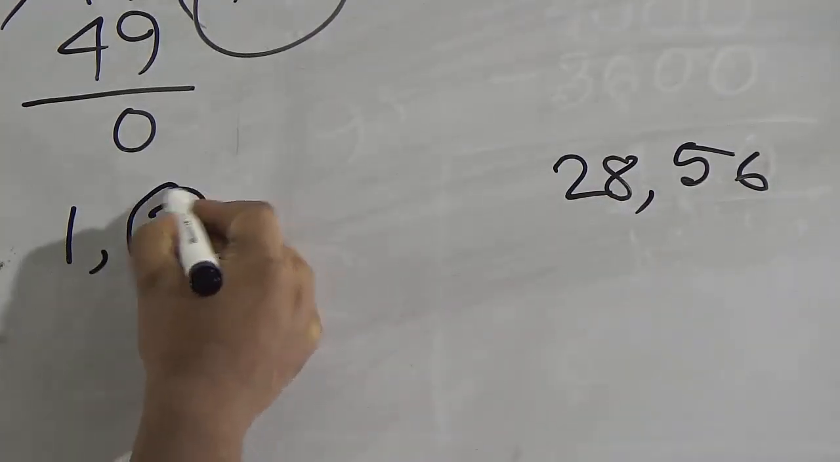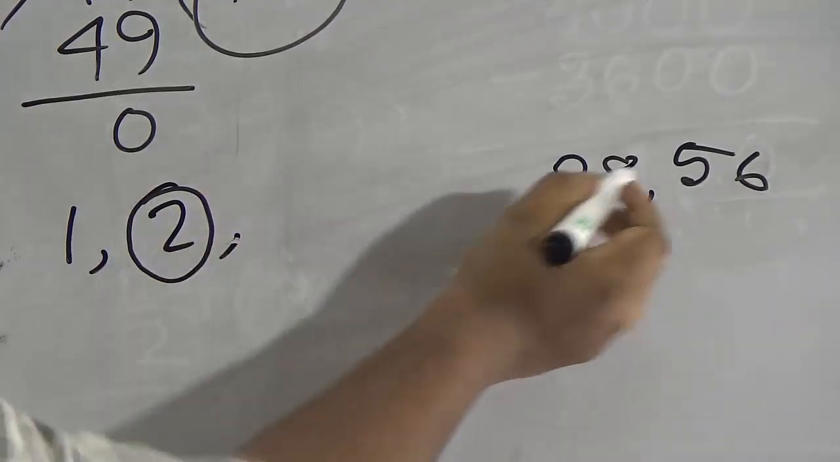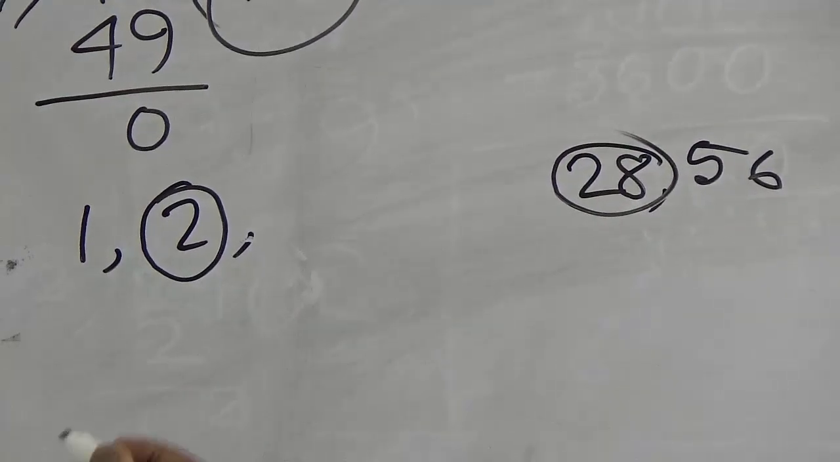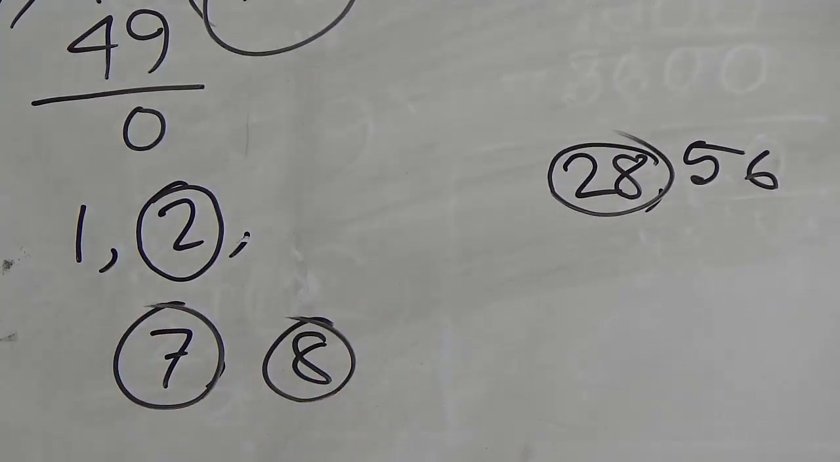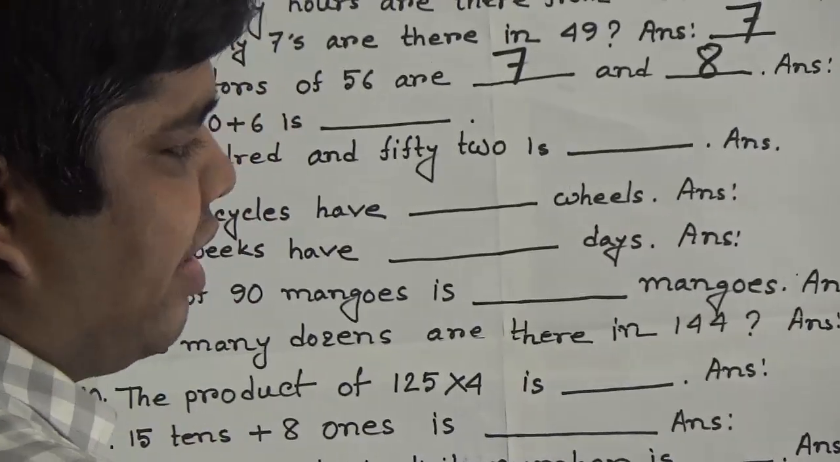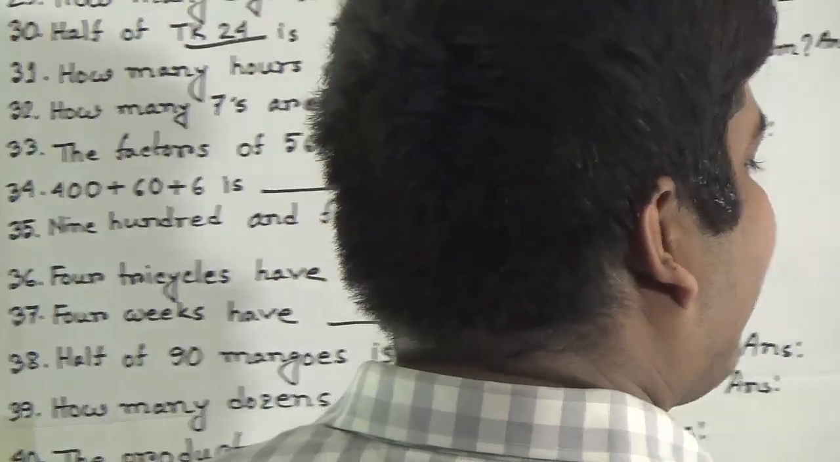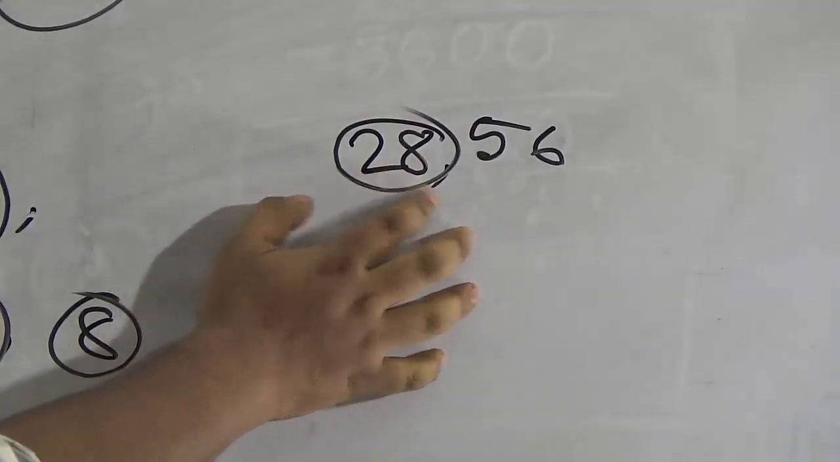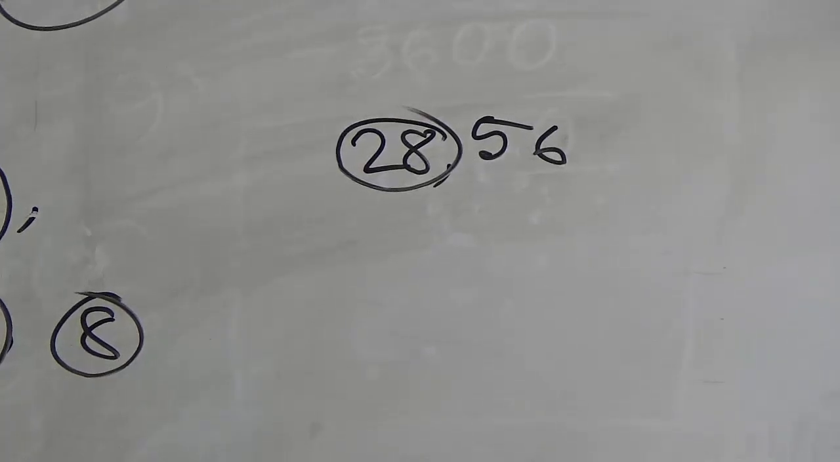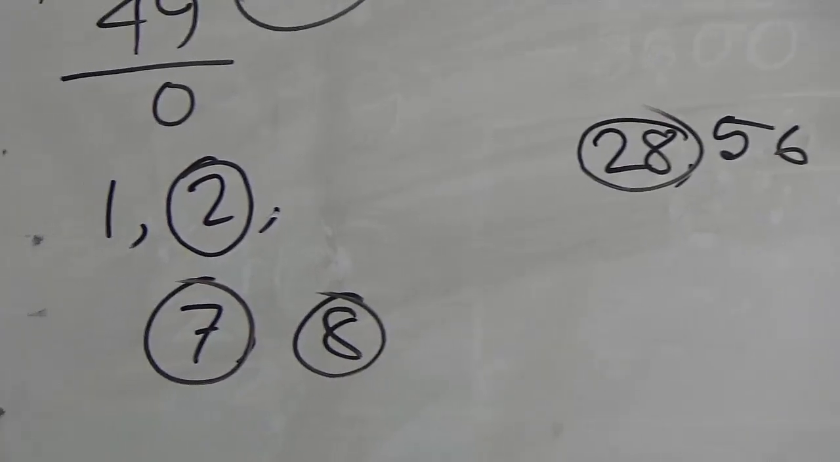Okay, you write 2 and 28 or 7 and 8. Now write 7 and 8. You can write any one. That means if you write 1 and 56, it will be okay. If you write 2 and 28, it will be okay. So factors of 56 are, here I write 7 and 8.